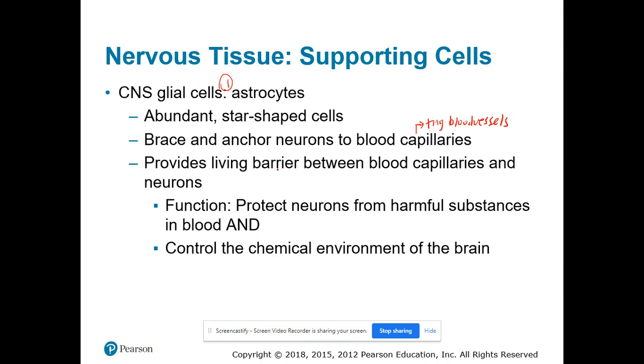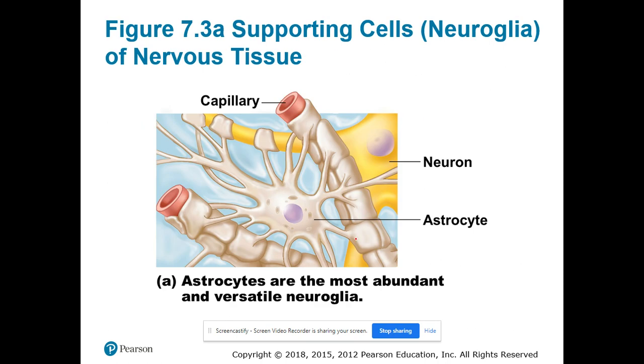They help provide a barrier between your blood vessels and the neurons. The function of this is to protect them from any harmful substances that may be in your blood, because you don't want those harmful substances to get into things like your brain or your spinal cord. They also help control the chemical environment of the brain as well. Here's a good example of an astrocyte connecting to a blood vessel. So here's your capillary, and then it connects over here to your neuron as well.